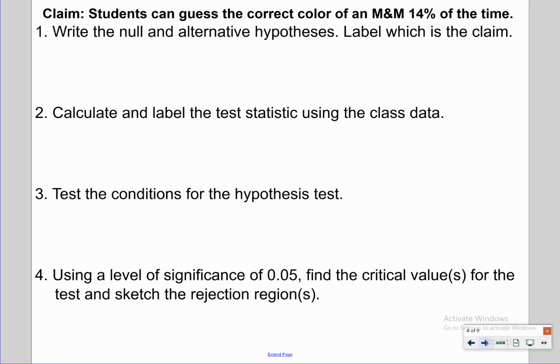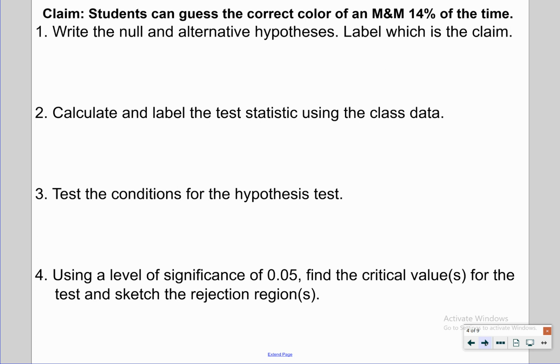Okay. So let's look at our M&M data. All right, so the claim is that students can guess the correct color of an M&M 14% of the time. So this is not a greater than, less than situation. This is approximately 14% of the time it is guessed correctly.